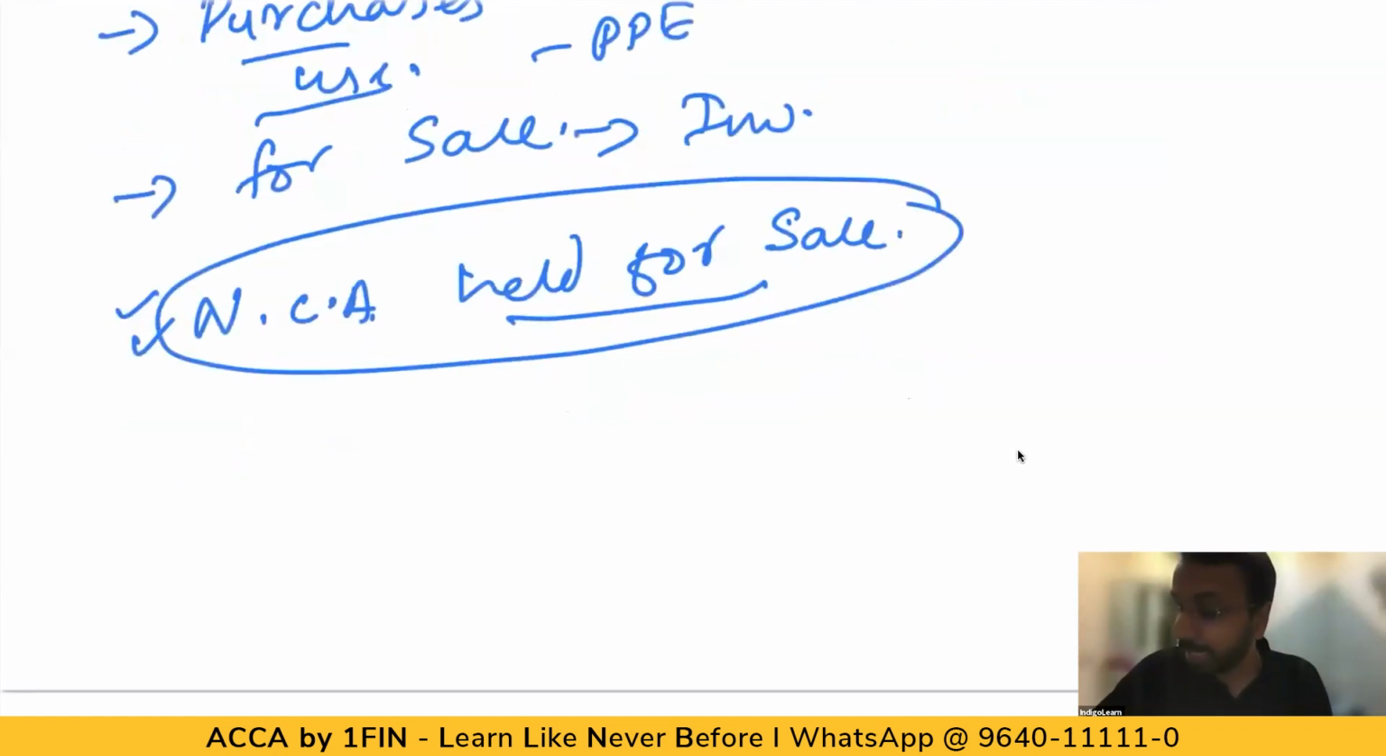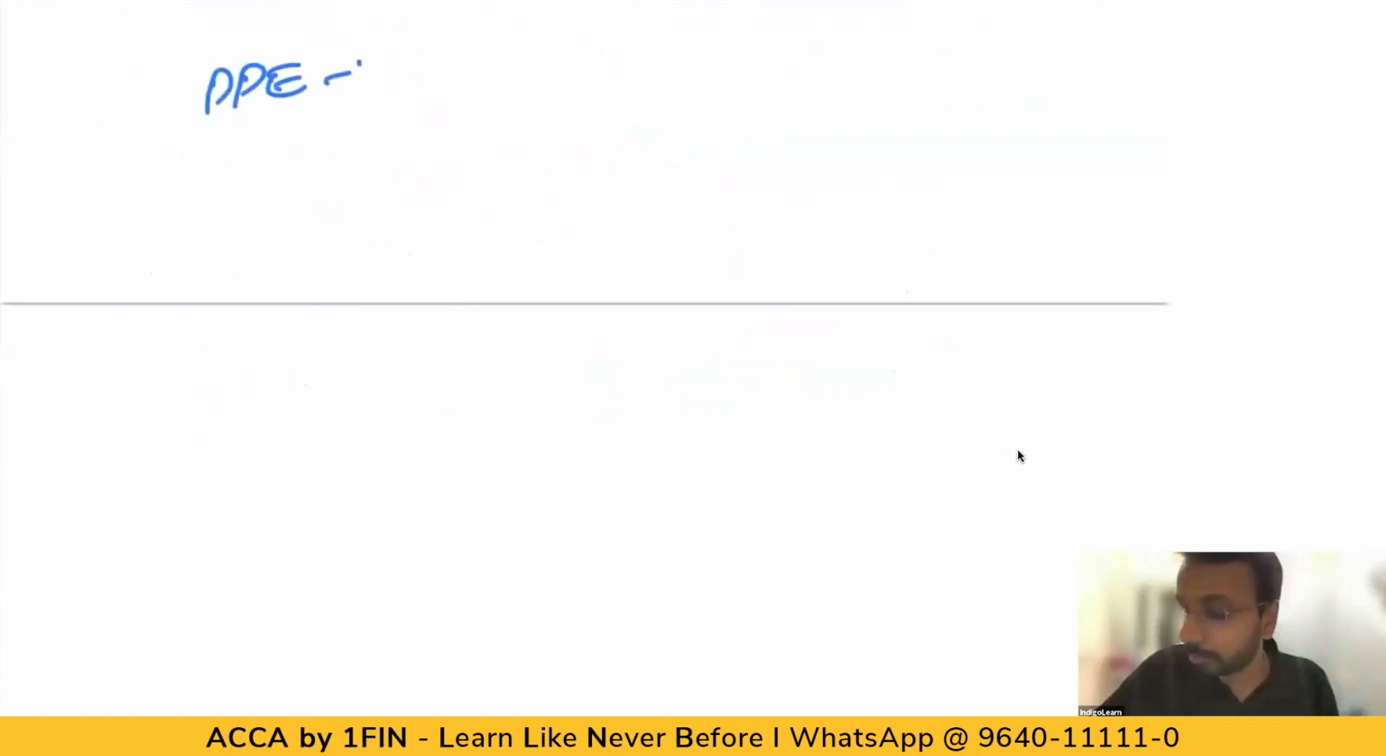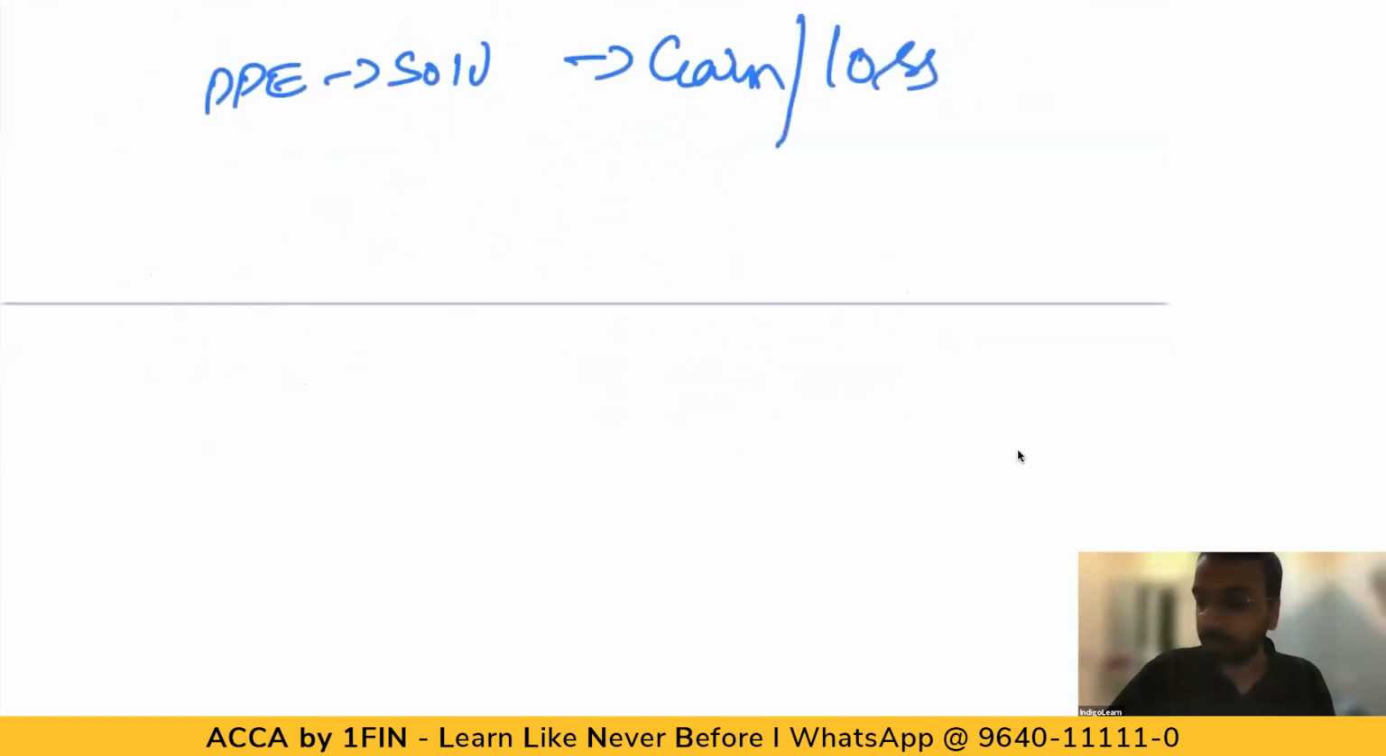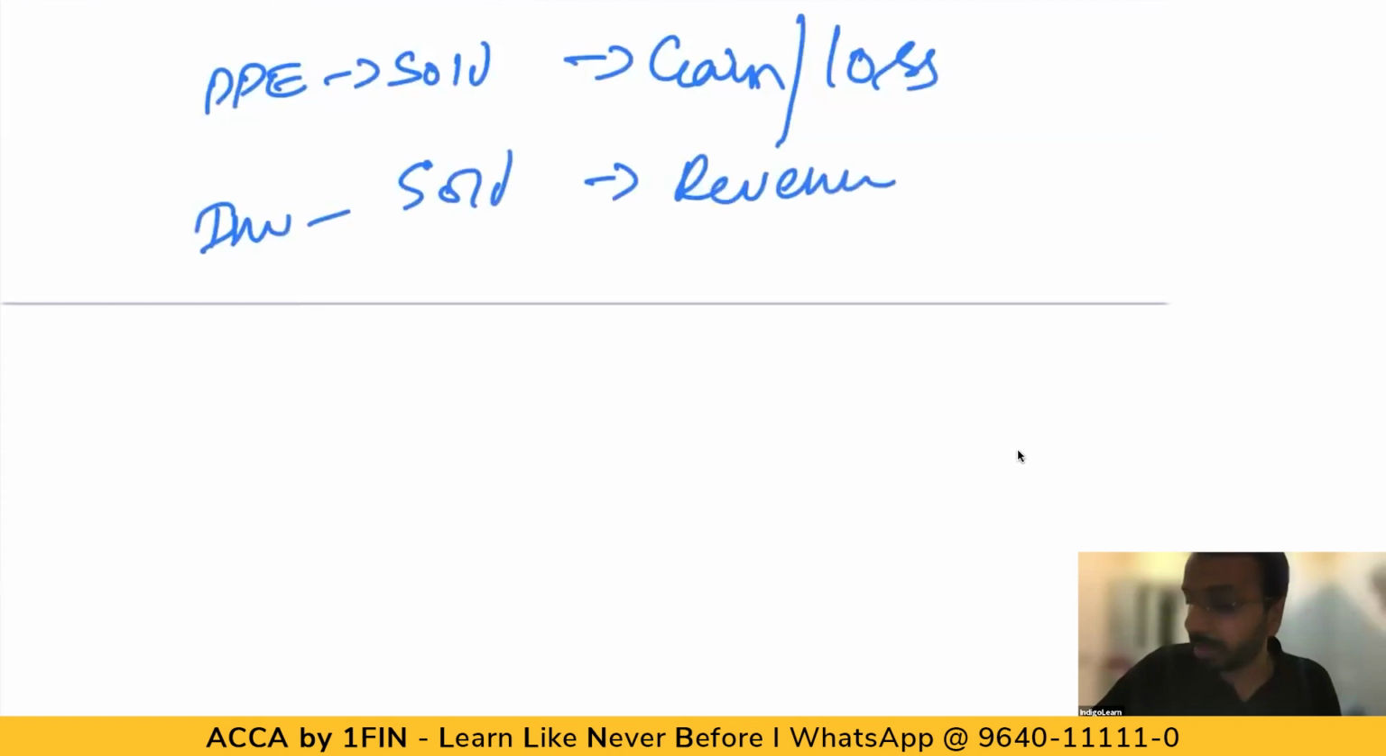The difference is, if PPE is sold, you will only recognize gain or loss, whereas if inventory is sold, you will recognize revenue. That is the difference. That is why it is important to classify them properly. So that is about inventory, property, plant and equipment.